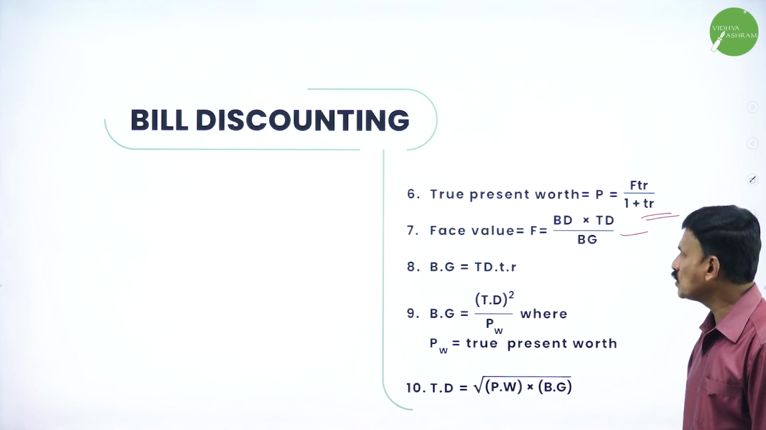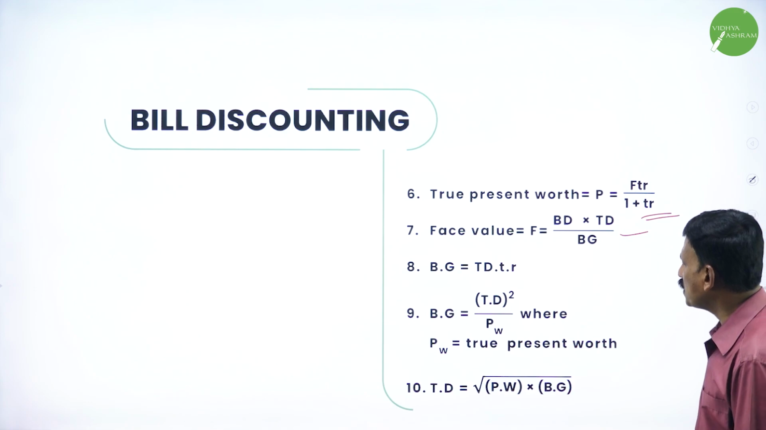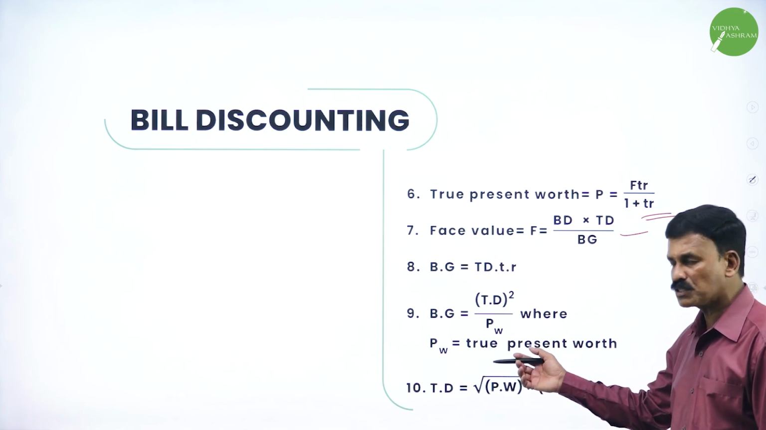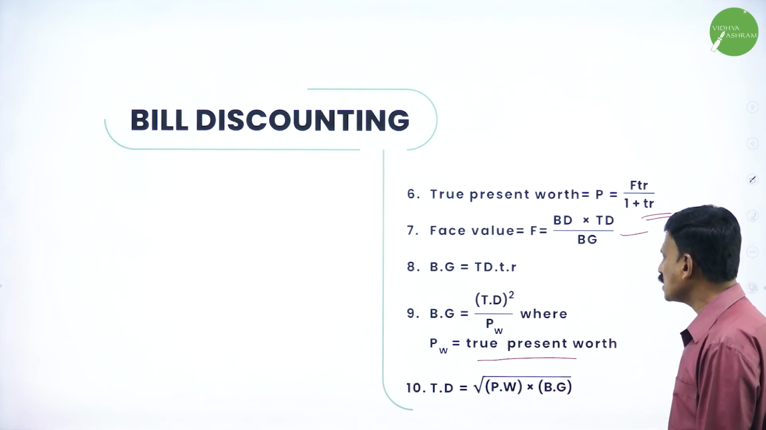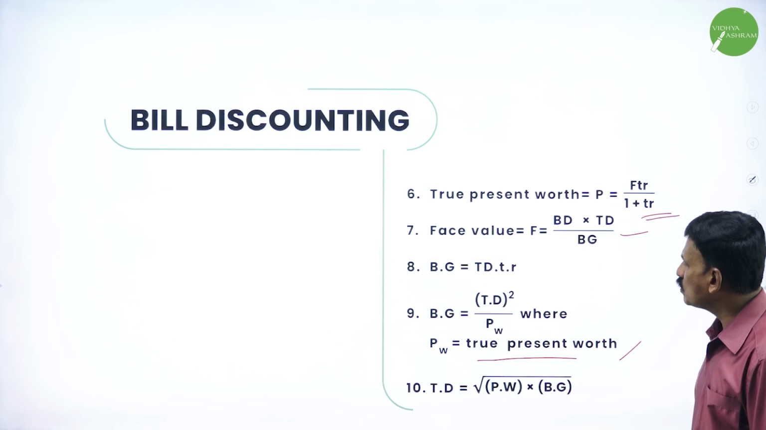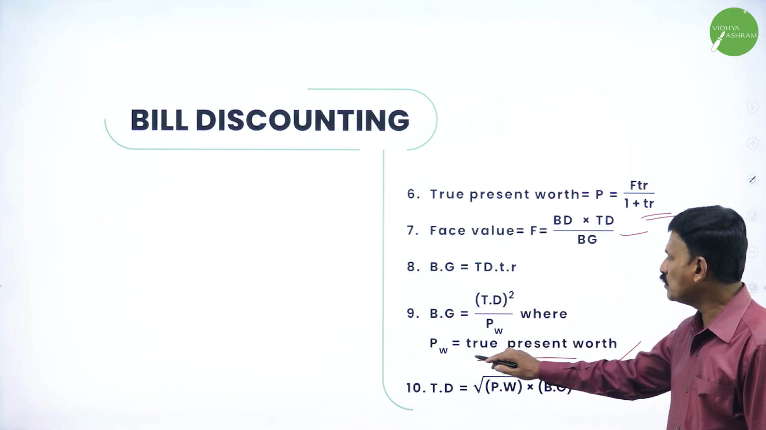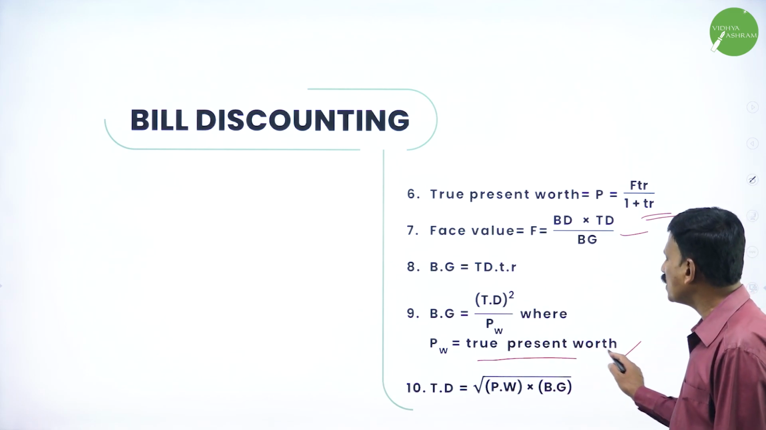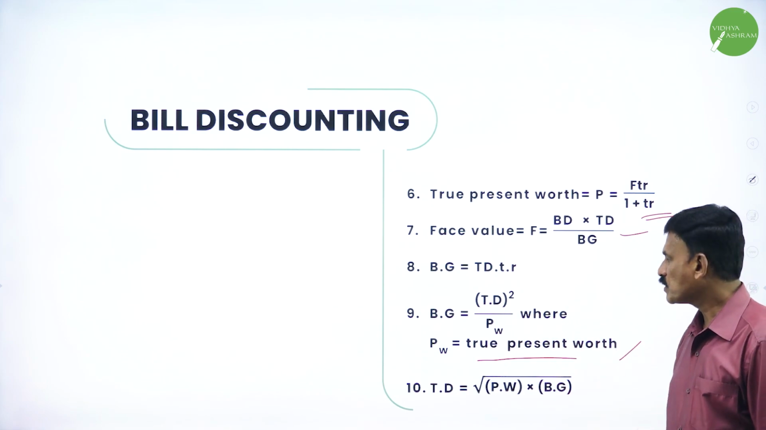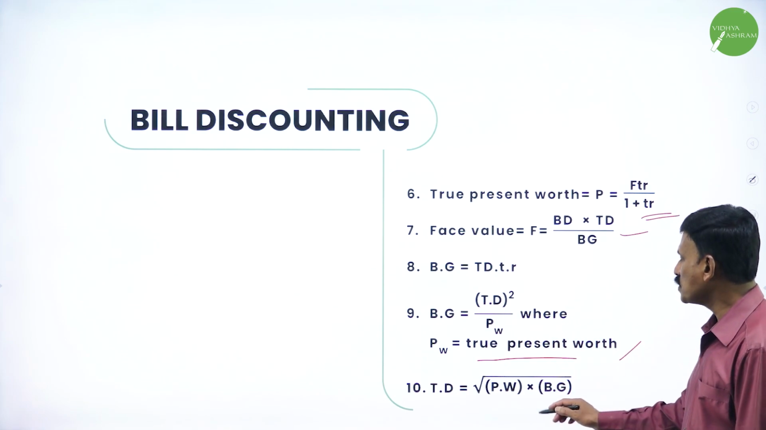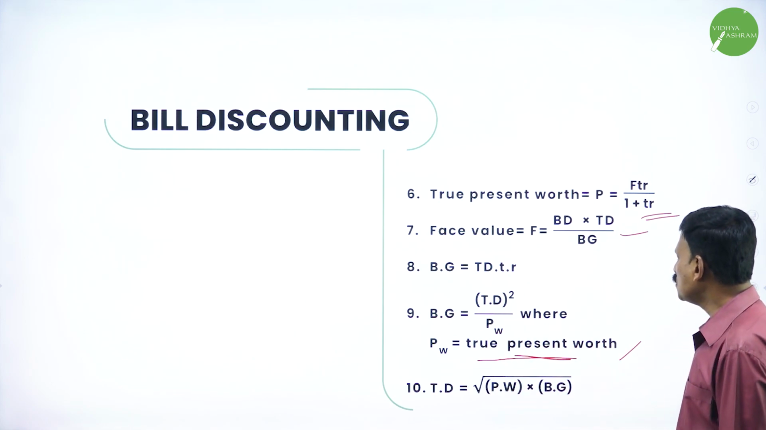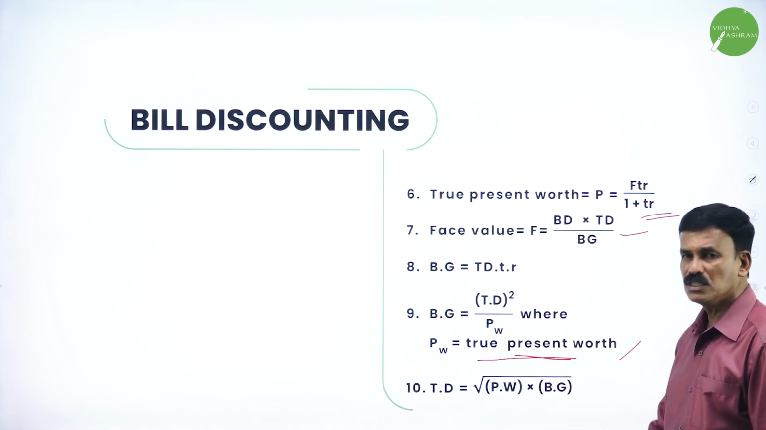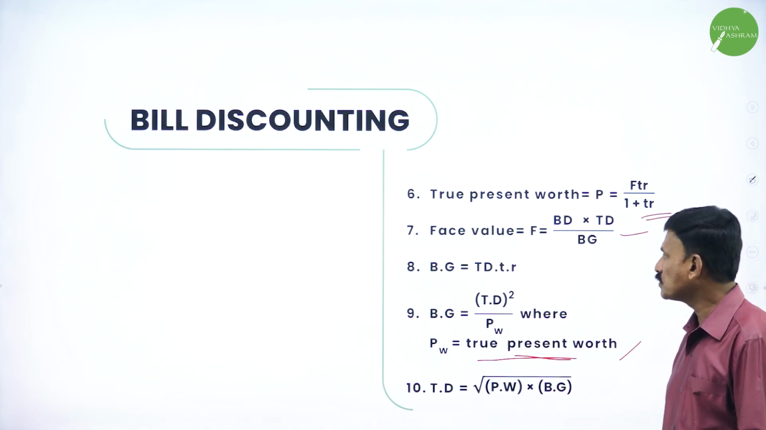Similarly, BG is also equal to TD into T into R, true discount into time period into rate of interest. Banker's gain can also be written as TD square divided by PW, where PW is nothing but the true present worth. So TD square divided by PW will also give BG. And similarly, TD, the true discount, is equal to the square root of PW into banker's gain under root. Yes, that is the true discount.